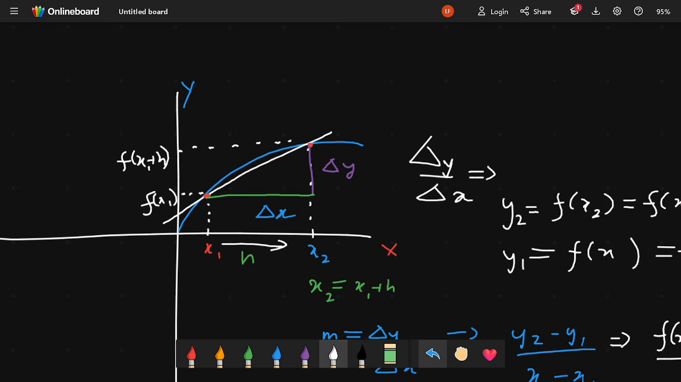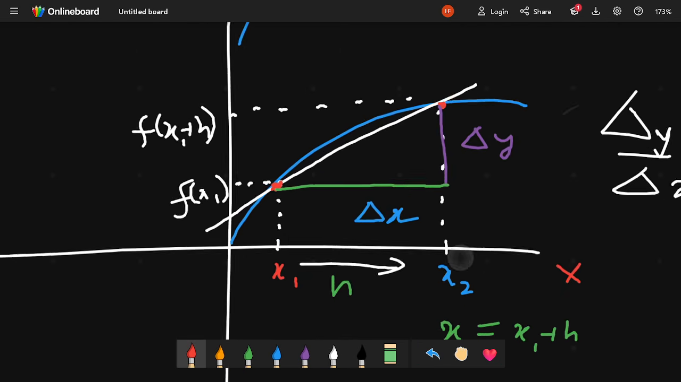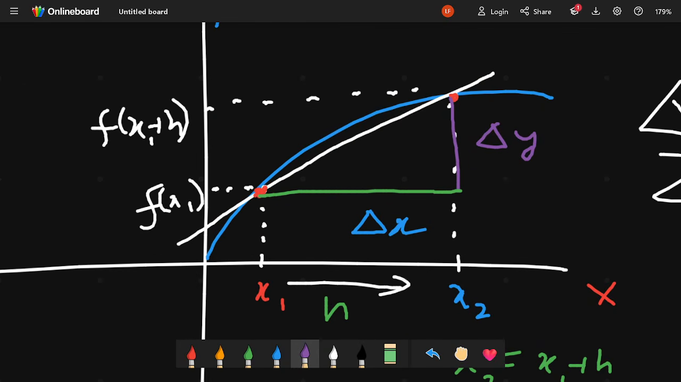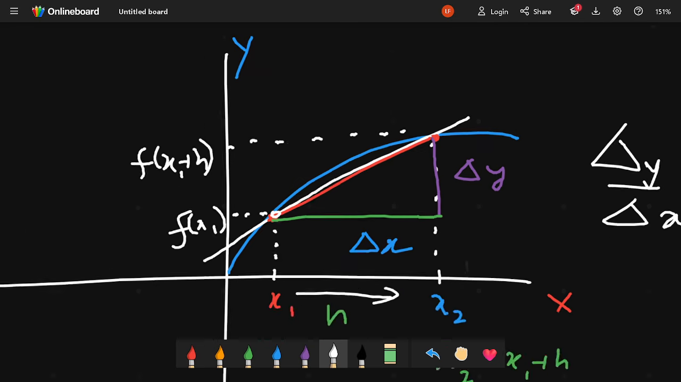How do we find the instantaneous rate of change at one point? Because this is not accurate. This isn't the slope of the entire curve. This is the slope of this line. How do we find the slope of the curve, this curve right here, at any one point? That is what a derivative is.